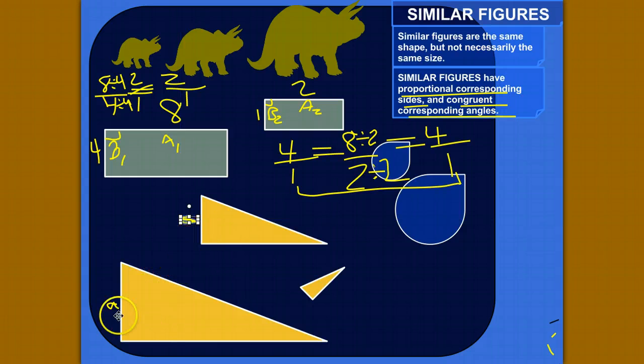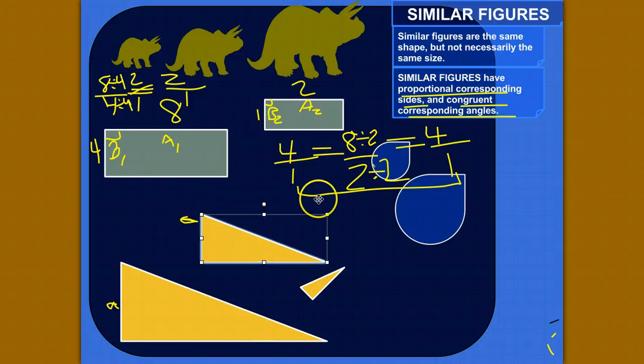So if this is side A and that's side A, this is side B, side B, side C, side C. If this angle is 90 degrees, then this angle has to be 90 degrees. If this is, say, 30, then that would be 30. Actually, that's probably 60 and that's 30. Anyway, it doesn't matter. The corresponding angles would have to be congruent or equal. And that's what makes these have the same shape but not the same size.